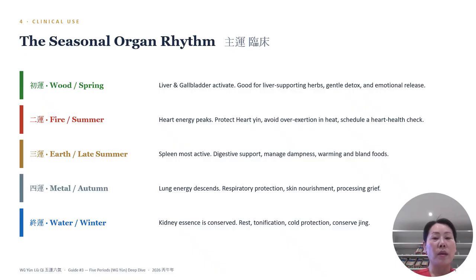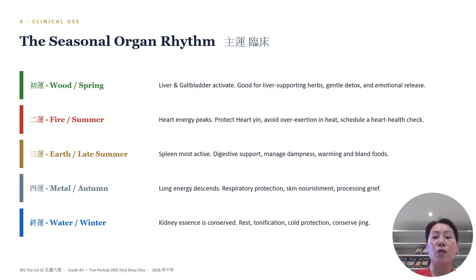The host period gives us a simple, reliable seasonal health calendar. Which organ is naturally most active and most worth supporting in each stretch of the year? In period 1, wood and spring, the liver and gallbladder wake up. A good time for liver supporting herbs, gentle detox, and emotional release.